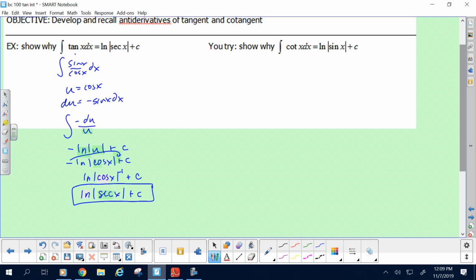All right, are you with me? Okay, try the other one then on your own real quick. By the same thinking, but easier because there's no negative action.